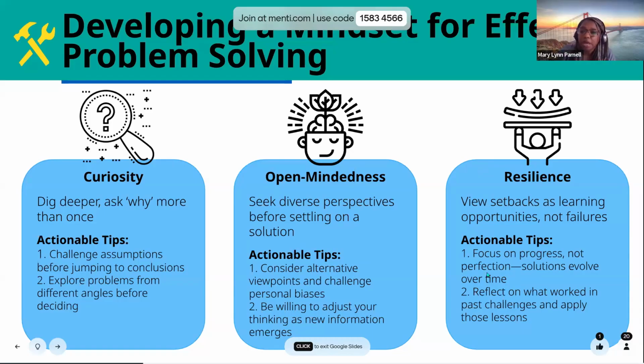And what do we do? Our actionable tip is really focusing on progress and not perfection. Solutions really do evolve over time. And then taking the time to reflect on what worked in the past for past challenges and applying those lessons. So we're constantly letting our past inform our present and our future, making sure that we take all of that into consideration.